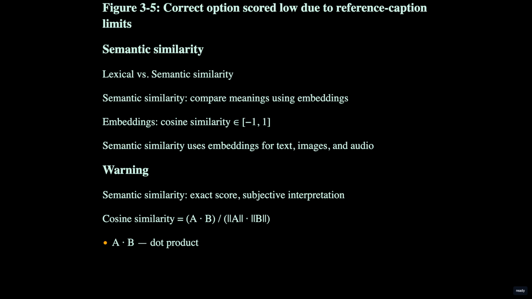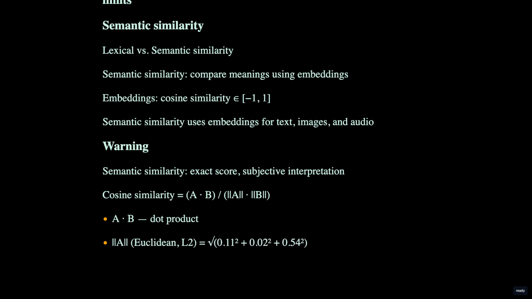If A·B equals 0, the vectors are perpendicular. This is the L2 Euclidean norm. It gives the length or magnitude of vector A. Computing it by squaring components, summing, and taking a square root is essential for tasks like normalization and measuring distances between vectors.